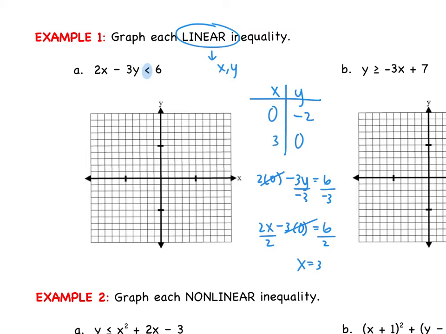The biggest issue I see here is that students find those points correctly, but they graph them wrong. So we've got to make sure we graph them right. This first point, 0, negative 2. 0, negative 2 is right there. Second point, 3, 0 is right here.